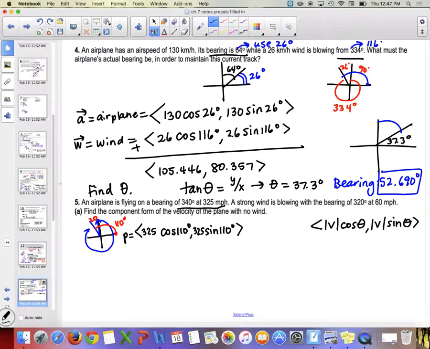So I'm going to do 325 cosine of 110. When I do that, I get negative 111.157. And then 325 sine of 110 is 305.400. Okay, so that's the plane's component form.